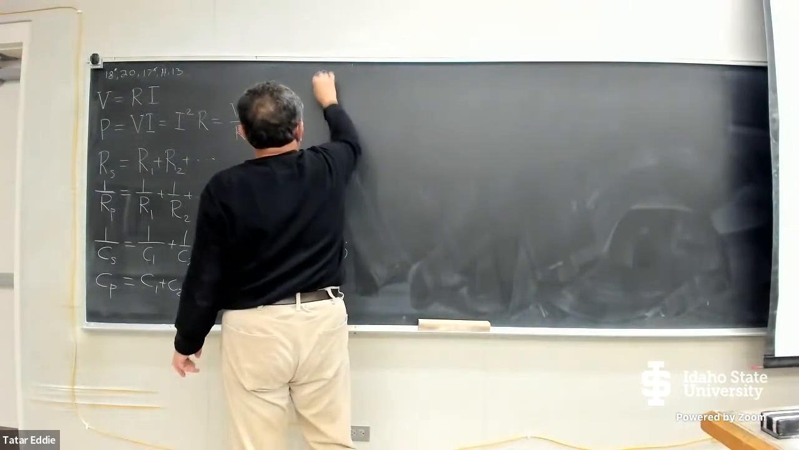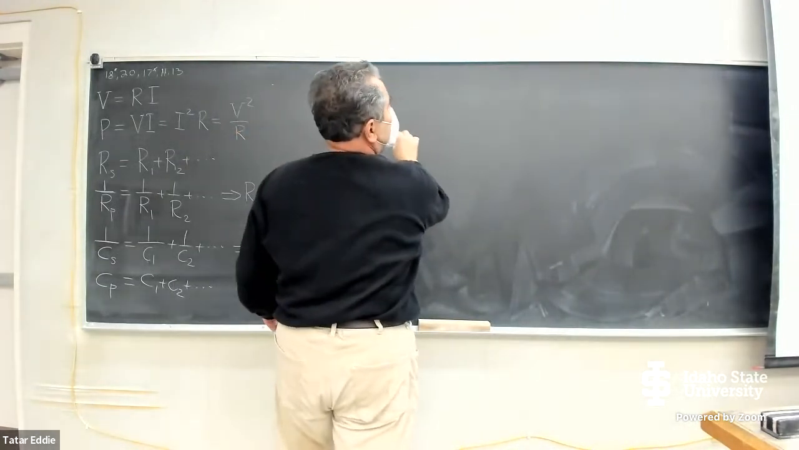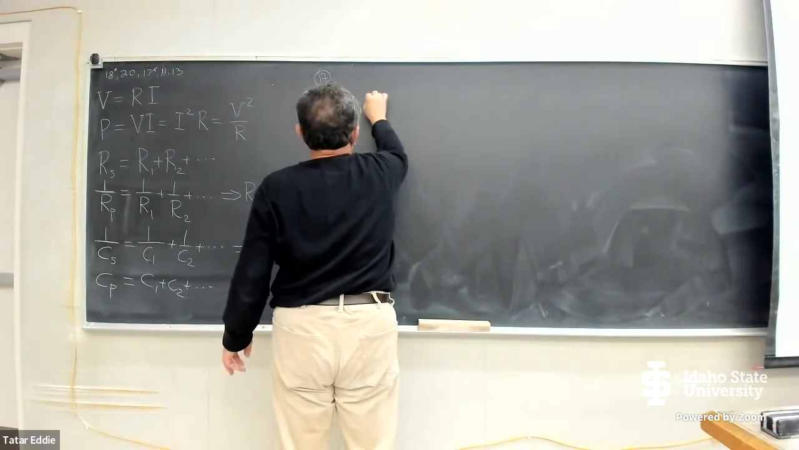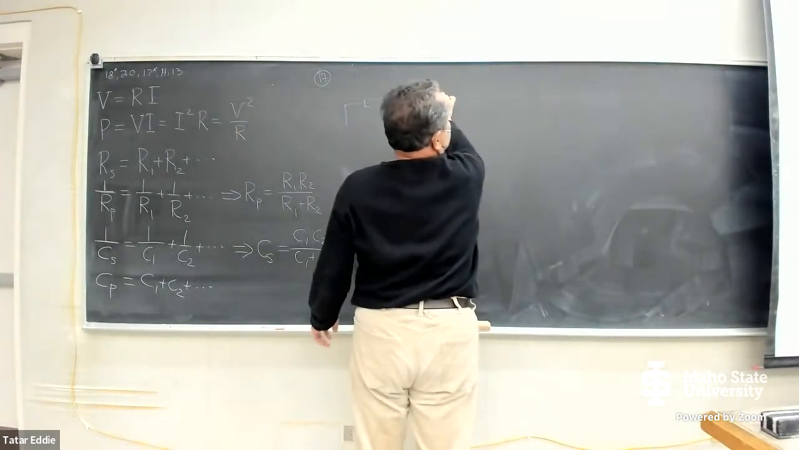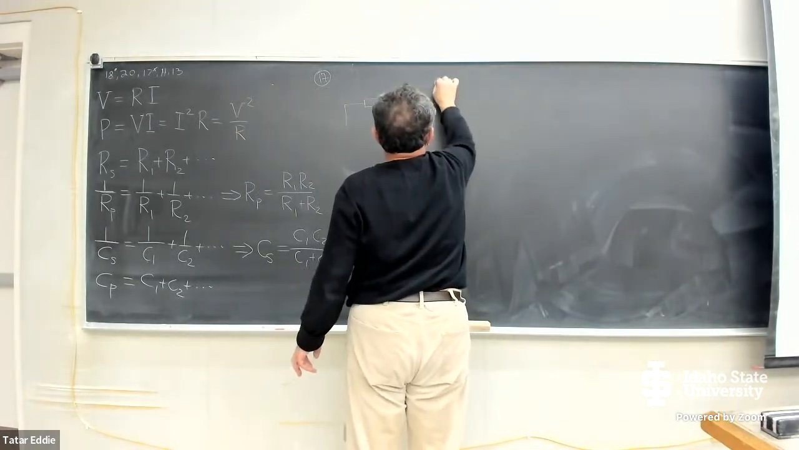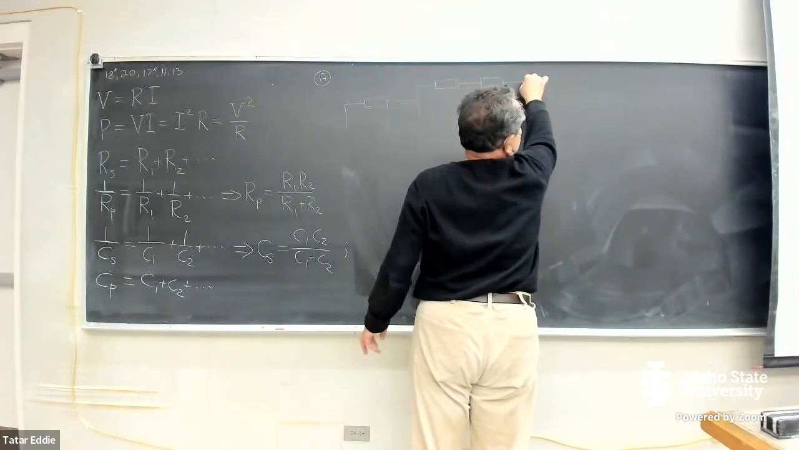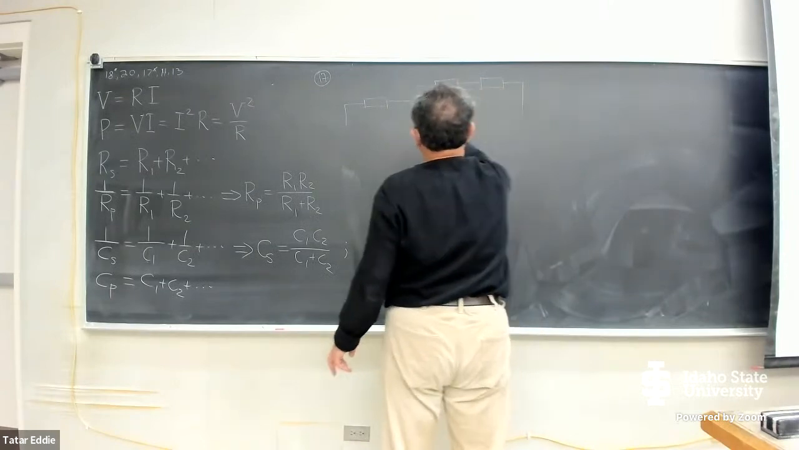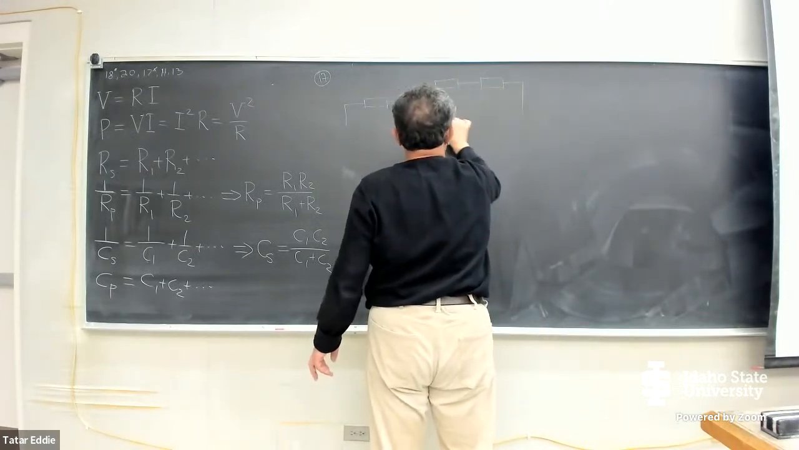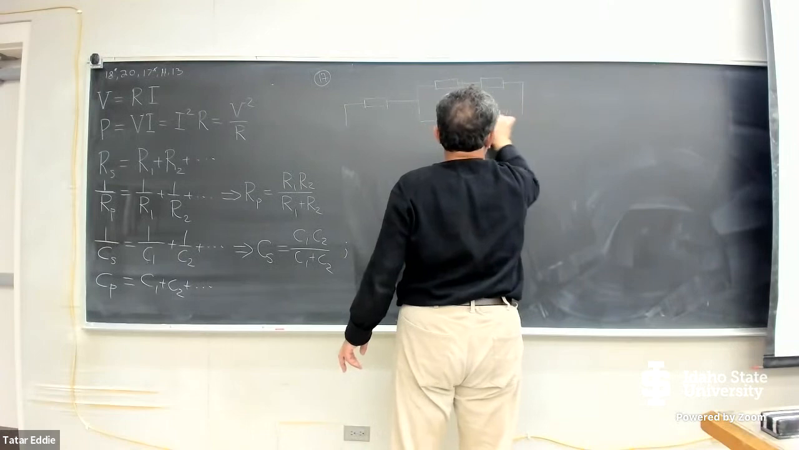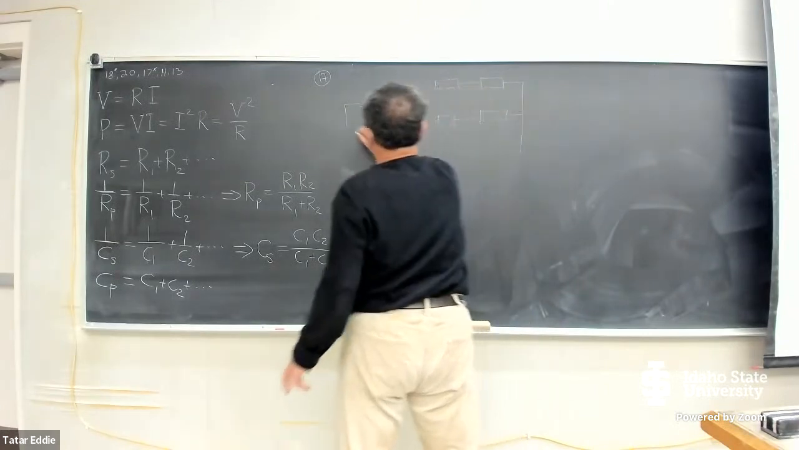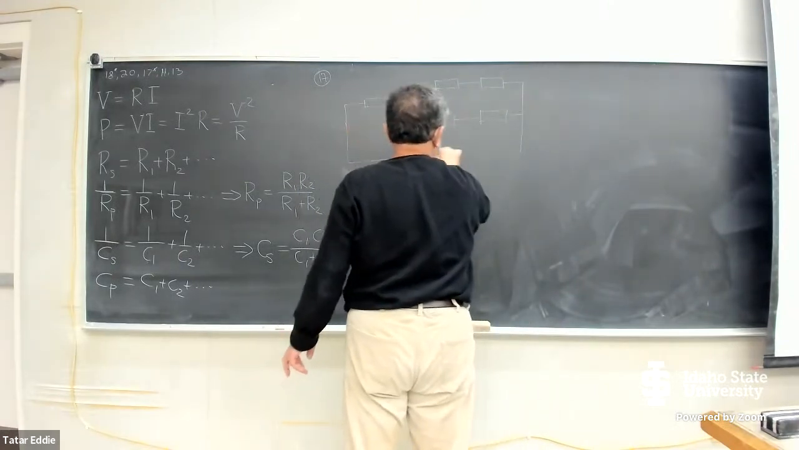So here's the circuit. One resistor here. You have a system of resistors like this, and another branch here and here, and all of this connected to a battery like this.